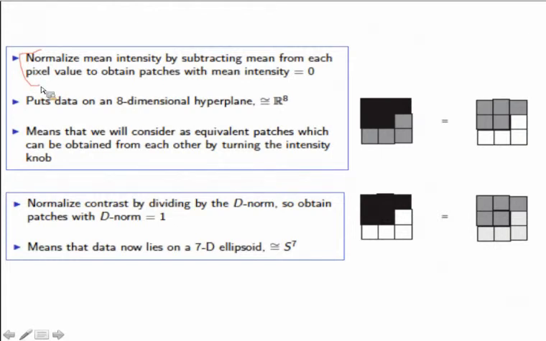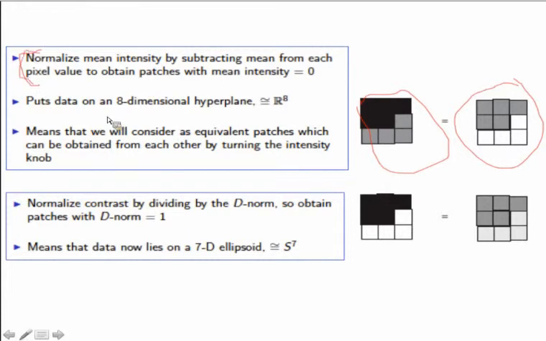There was a lot of processing done to this data. One of the things they did is normalize the mean intensity by subtracting off the mean. For example, for this very dark patch, if we subtract off the mean, then the lighter stuff will become white and the darker stuff will become a lighter gray, and now the mean intensity is considered to be 0, where the mean intensity would be some medium gray value. So that's the first thing they did: they normalized.